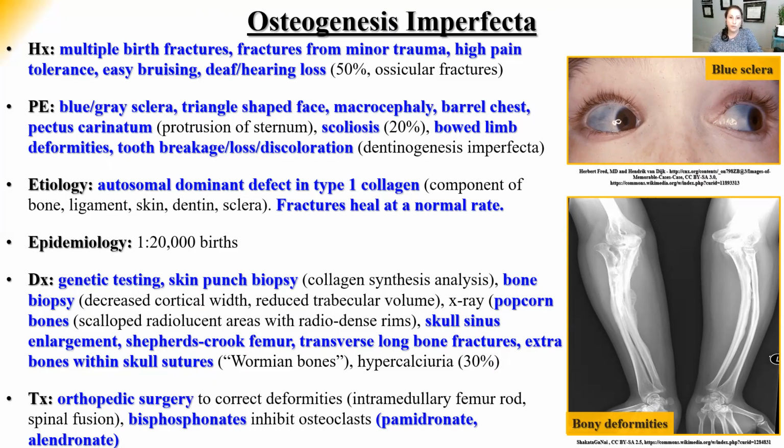Treatment for this is orthopedic surgeries to correct those deformities. So things like intramedullary femoral rods, spinal fusions, and then bisphosphonates, because we know that these inhibit the osteoclastic function. Remember those end in dronate, so pamidronate and alendronate. So key points on osteogenesis imperfecta for your exam. It's a defect in type 1 collagen, lots of physical exam findings on this one, multiple fractures from minimal trauma, and then treatment is going to be bisphosphonates.